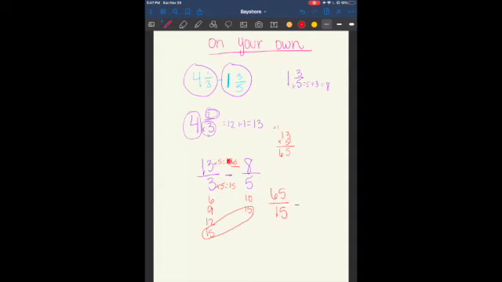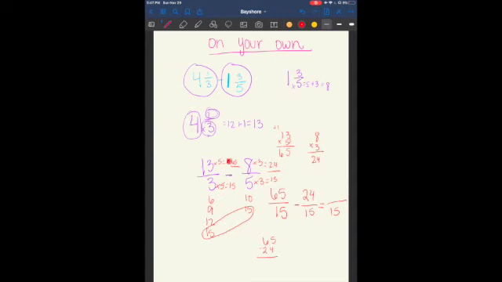Minus 5 times 3 is 15. What I do to the bottom, I have to do to the top, so 8 times 3 is 24. So I have 65 over 15 minus 24 over 15. Okay. We keep our denominator the same. And then let's do 65 minus 24.